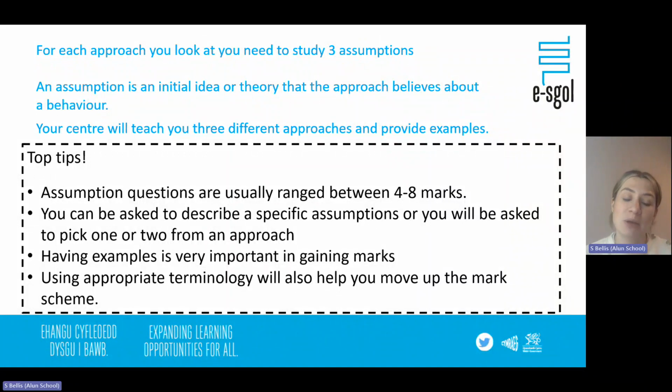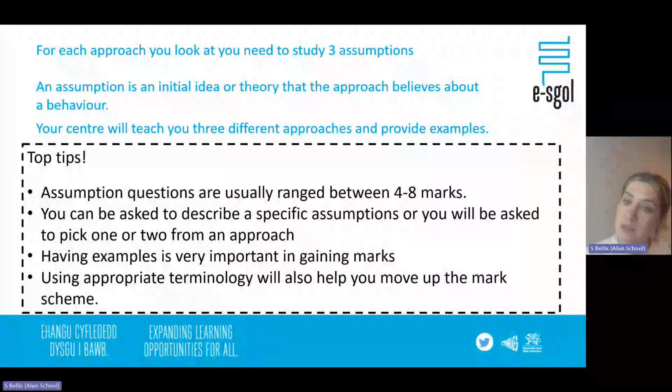Then I've got a little box at the bottom of the screen, as you can see, that says top tips. So assumption questions usually range between 4 to 8 marks. Sometimes you're asked about 1 assumption, sometimes you're asked about 2. And you can be asked to describe a specific assumption, or you will be asked to pick 1 or 2 from an approach.